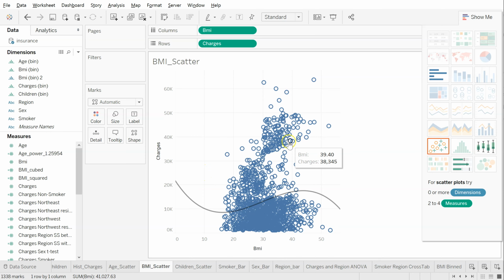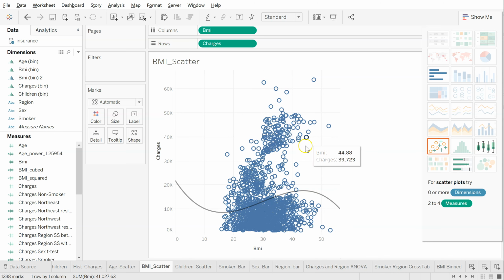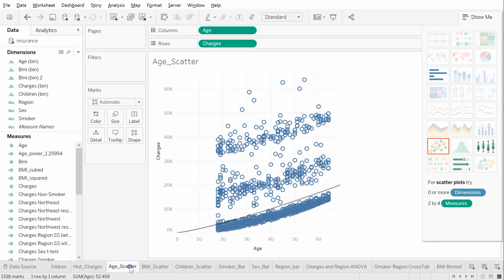BMI, we had some concerns because there's this clear section up here that was breaking off from the group, where as BMI increased for the vast majority, it didn't change charges. However, there's a group up here that it surely does change charges for. Before we address that one, let's take a look at one more.